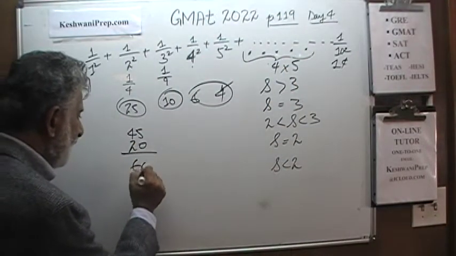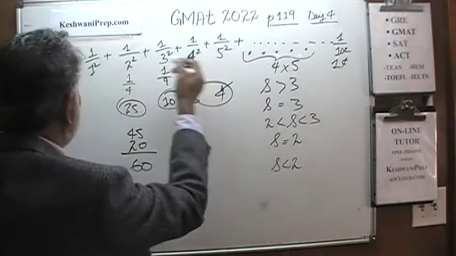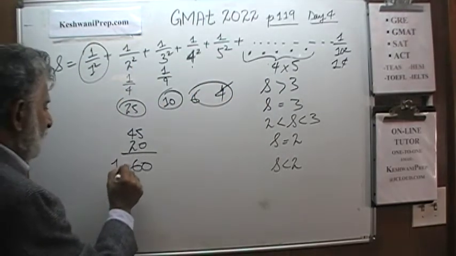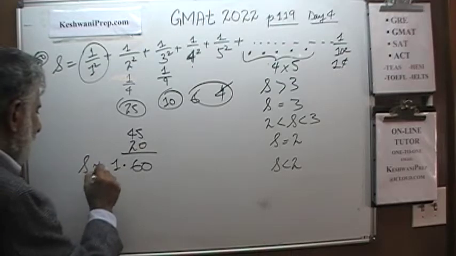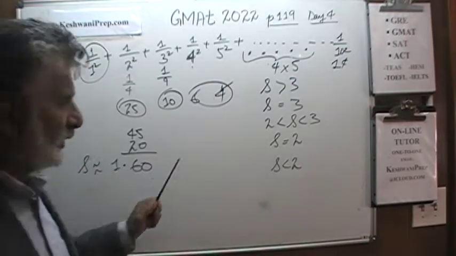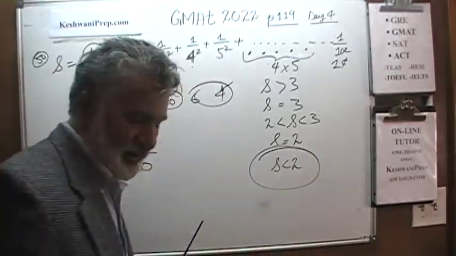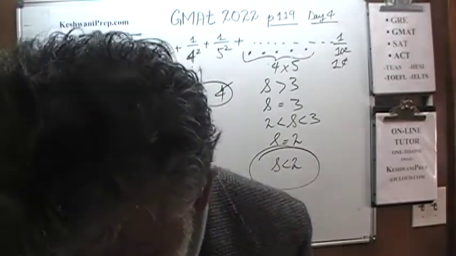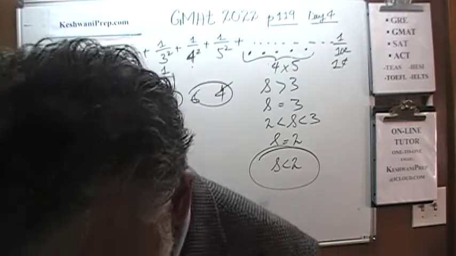What we find is that we get 60 cents out of all of this, and we have a dollar over here, so it is 1.6. The S is approximately 1.6. It is definitely not equal to 2 or anything more than 2. Whatever it is, it has to be less than $2. Less than 2.